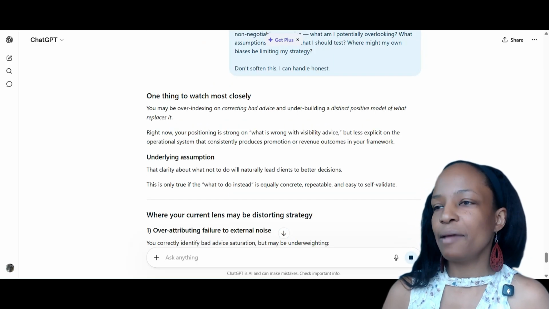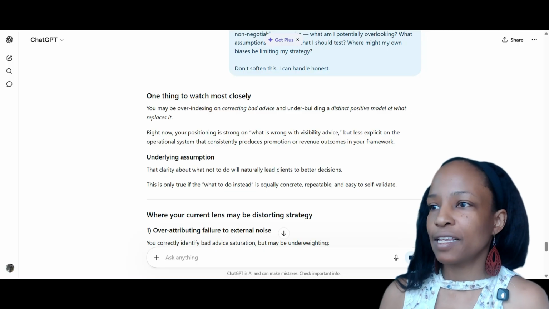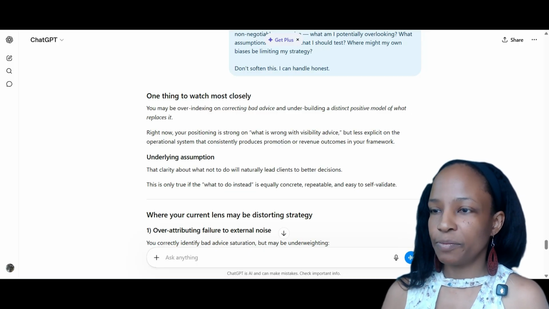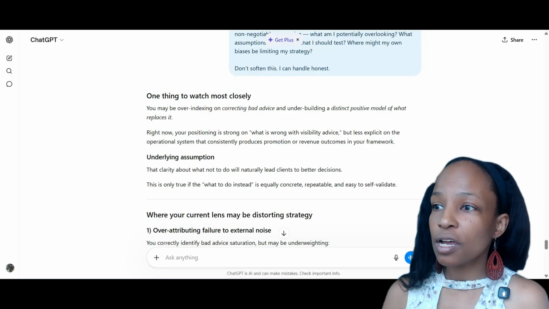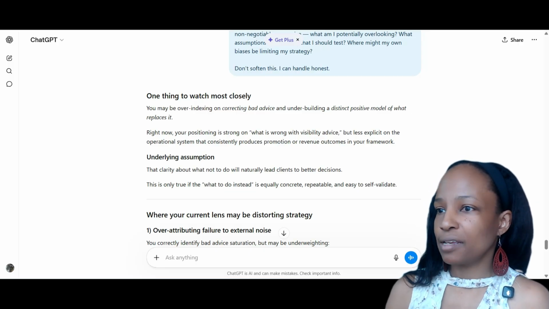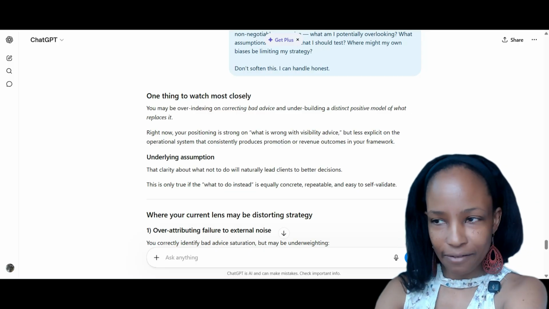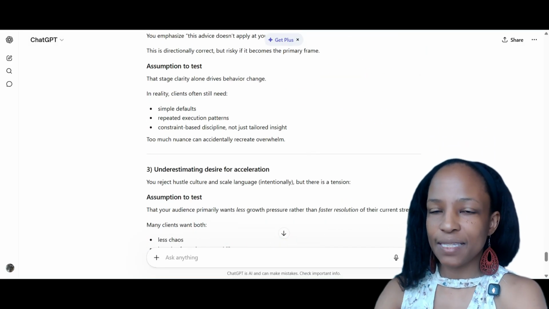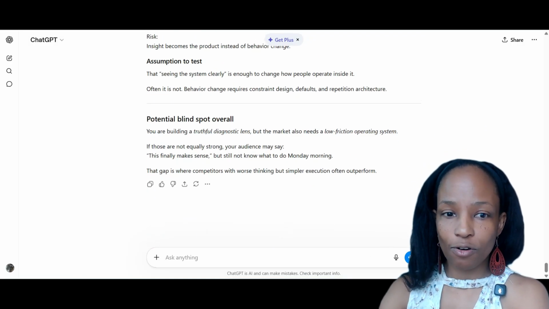So it might be over-indexing on correcting bad advice and under-building on a distinct positive model of what replaces it. Right now, your positioning is strong, but less explicit on the operating system, blah, blah, blah. It doesn't matter because this is a fictional example, so I'm not going to read all of this. But it's giving me some blind spots. It's giving me some things I overlooked.